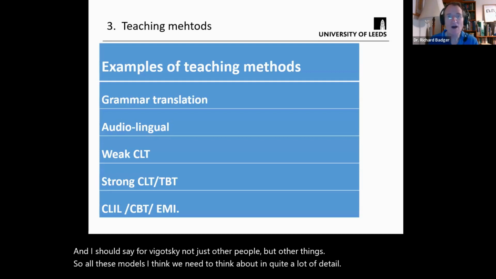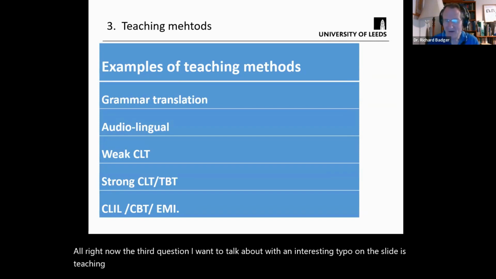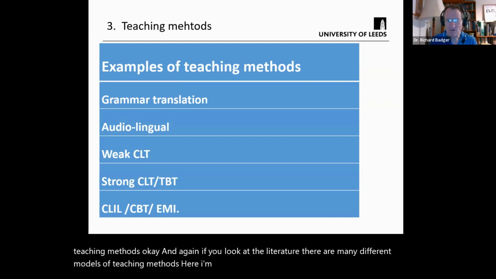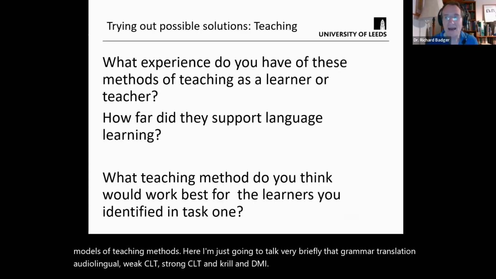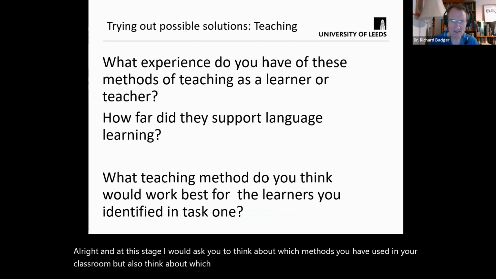All right, now the third question I want to talk about, with an interesting typo on the slide, is teaching methods. Okay, and again, if you look at the literature, there are many different models of teaching methods. Here I'm just going to talk very briefly about grammar translation, audiolingual, weak CLT, strong CLT, and CLIL and EMI. All right, and at this stage, I would ask you to think about which methods you have used in your classroom, but also think about which methods you find most successful.